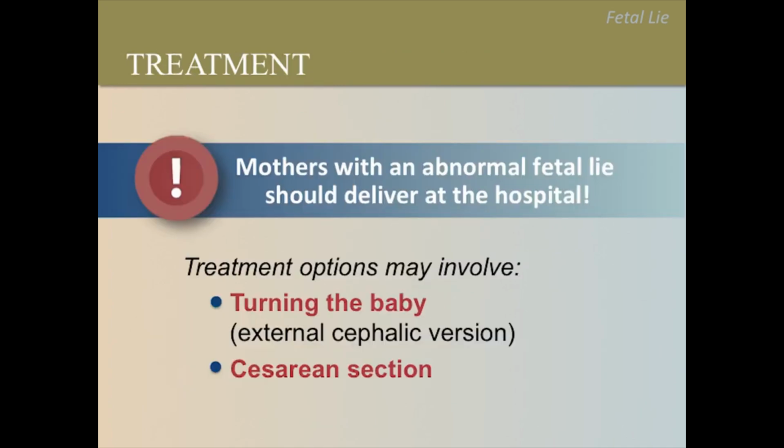Always refer mothers with an abnormal fetal lie or presentation at 36 weeks or later to deliver at a hospital. Mothers need to be at a facility that can safely attempt to turn the baby, called a version, or perform a cesarean section in case of obstructed labor.